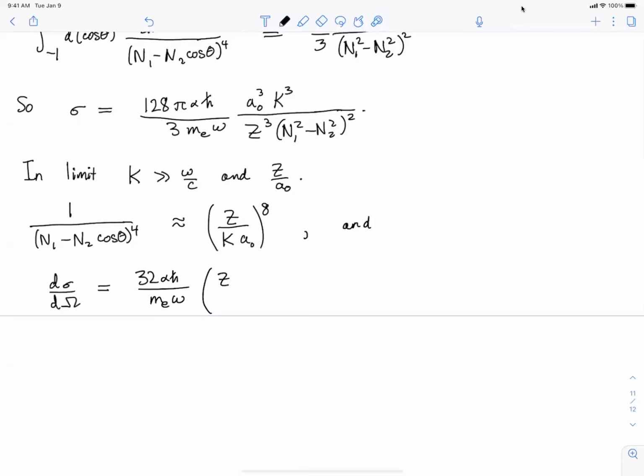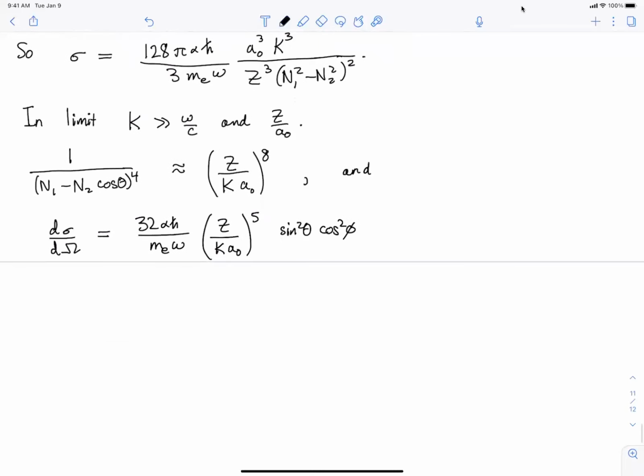Okay, and so there's some z's and k's and a's, and the 8 actually cancels with a 3 to give you to the 5th power. Okay, so that's a little bit simpler formula than we had before we took the limit of large K. And notice this is really easy to integrate because now we don't have any crazy denominators. We're just integrating that and that.